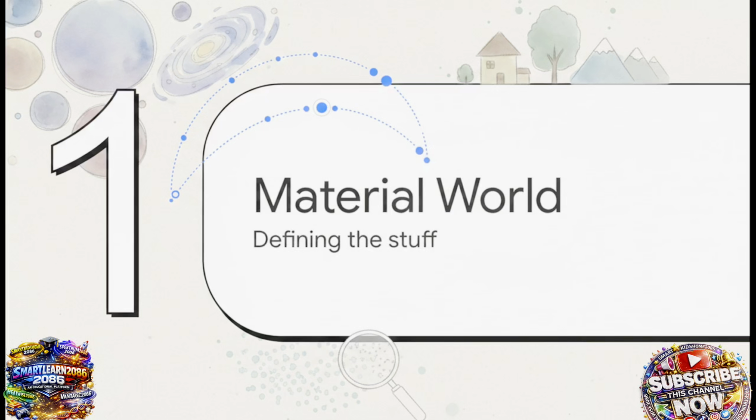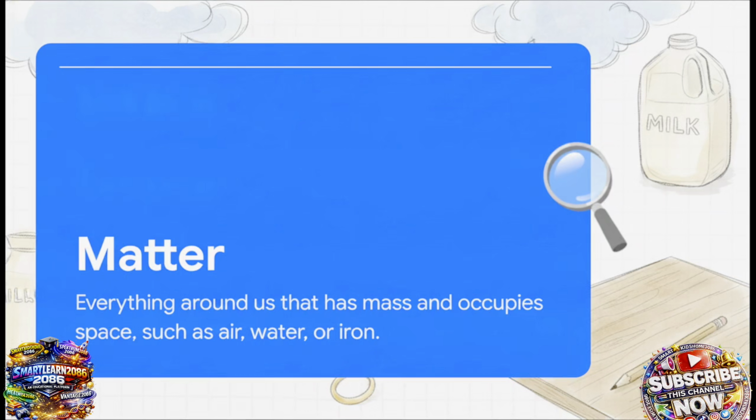Section 1, welcome to the material world. We're going to start by defining the stuff around us. So we have to start with the big one, the concept of matter. What is it? Well, matter is quite literally everything around us that has mass and occupies space. I want you to think about the milk sitting in your fridge right now, or maybe the wood of the desk you're leaning on, or the gold in a ring on your finger. Heck, even the oxygen you're breathing into your lungs as you listen to this. It all takes up space and it all has mass. Scientists take all this matter and organize it into 3 distinct categories to make sense of it all. Let's look at the very first one.